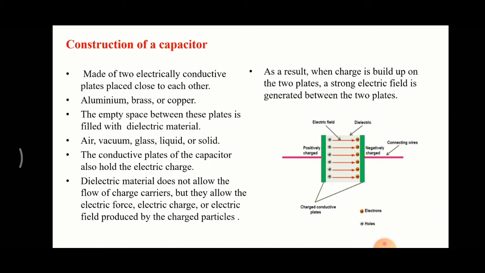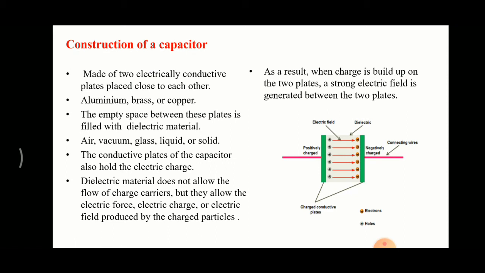These plates are separated by a small distance, and this small distance is filled with some non-conductive material. This non-conductive material can be liquid, solid, gas, vacuum, or rubber. This non-conductive material is also called a dielectric material. The two conducting plates of a capacitor are good conductors of electricity, but the dielectric material is a poor conductor of electricity, meaning it cannot pass electric current through it.